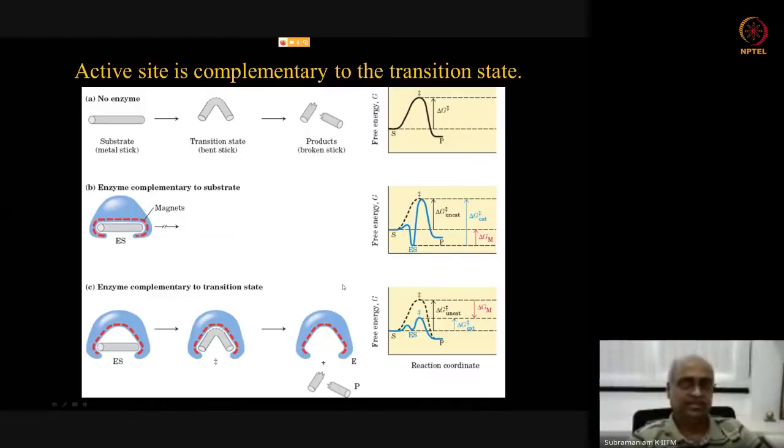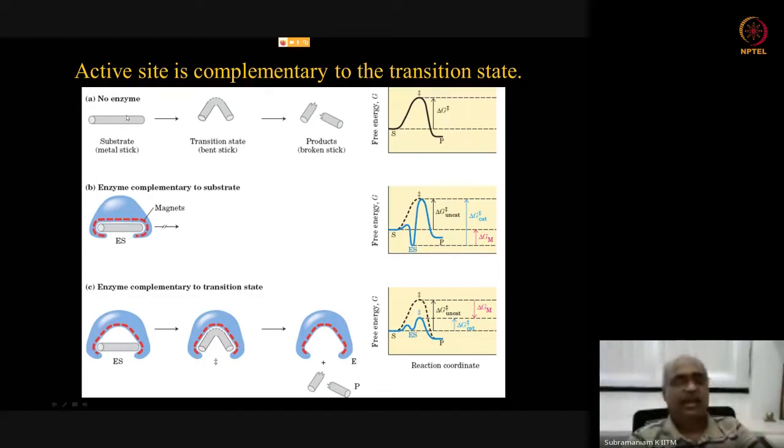So this is depicted here in a cartoon way. Suppose you have a long metal stick and you want to break it. If you want to go from here to here, this intermediate step is readily understandable. This is how you would have held both ends and given pressure in the middle such that it bends, and the bent form can easily break into two.